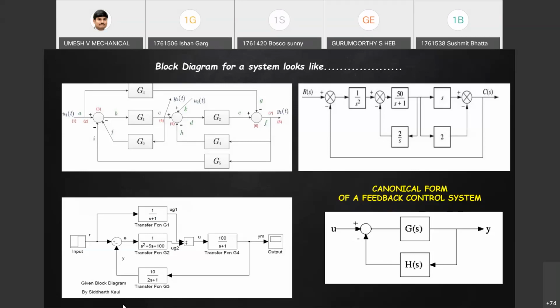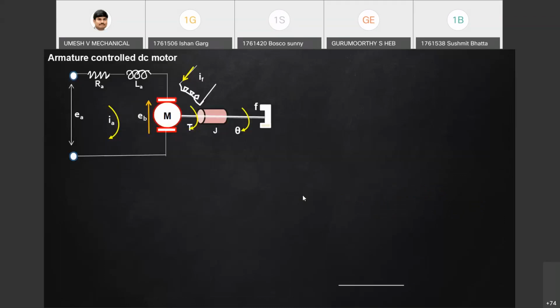So let me take one example just to make you familiar with the block diagram. Okay. Take this system. This is called an armature controlled DC motor. Normally we use it in a servo mechanism. Servo mechanism is one where the input is electrical and output is rotation of a shaft. So consider there are two types, armature controlled and field controlled. So just for the sake of example, let me describe this armature controlled DC motor.